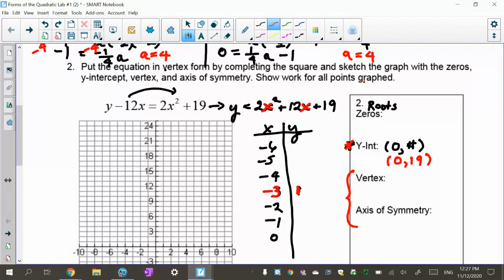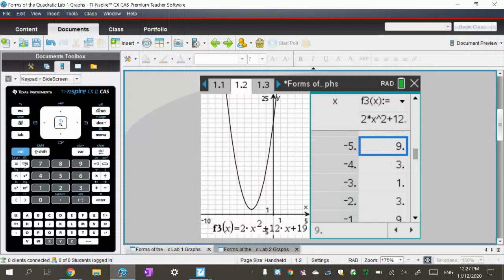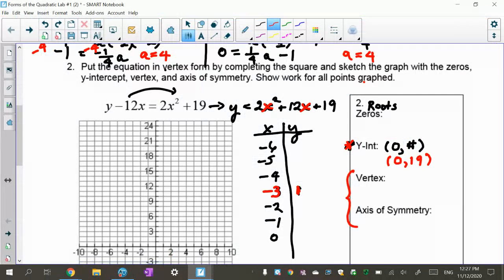All right, if I go back and look at this, see how I see 3, 3, and a 9, 9. So I'm going to come back here and put this here. So this is 3, 3, 9, 9, because it's very symmetrical. And I know it's 0, 19, so I know it's negative 6, 19. That's also on my table. I just don't want to keep going back and forth for you.